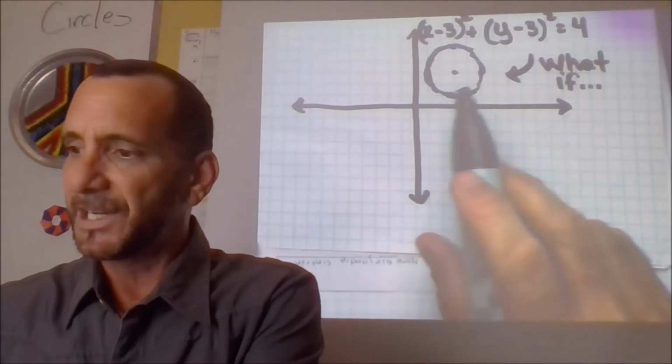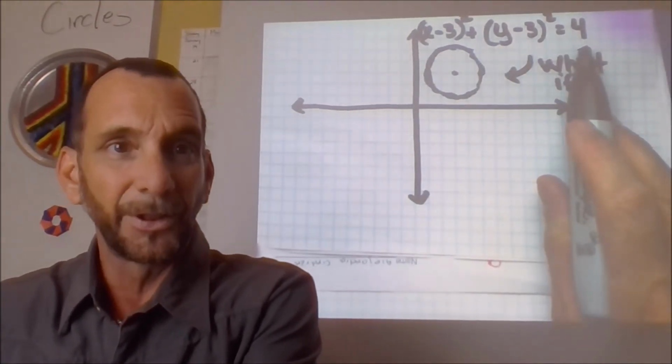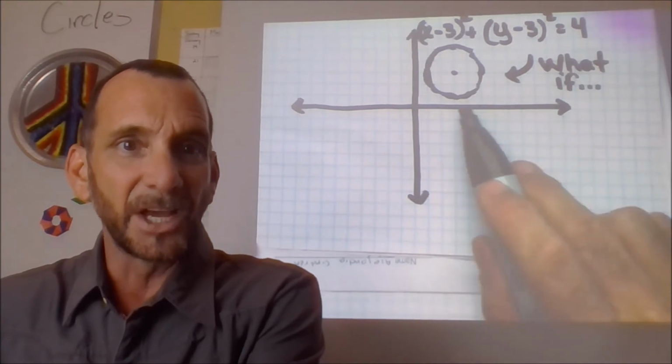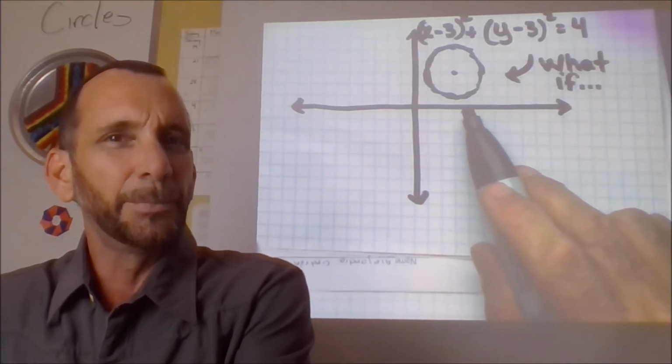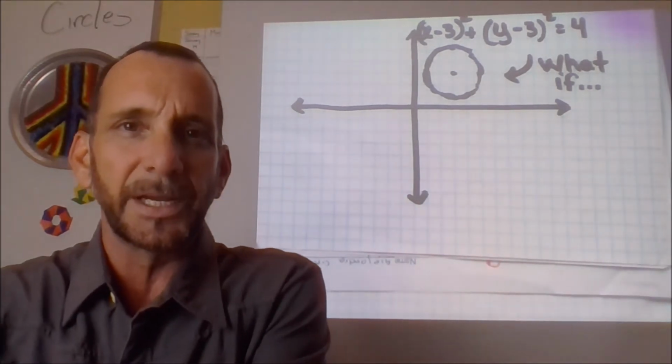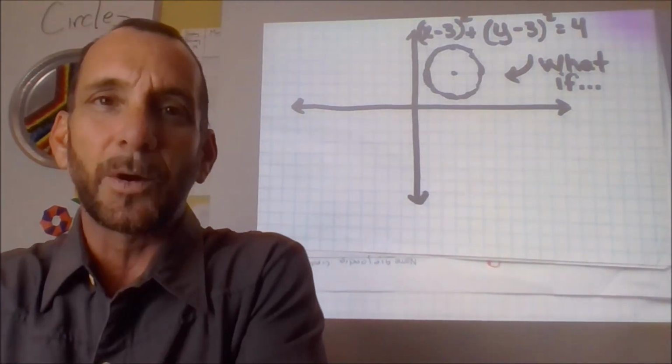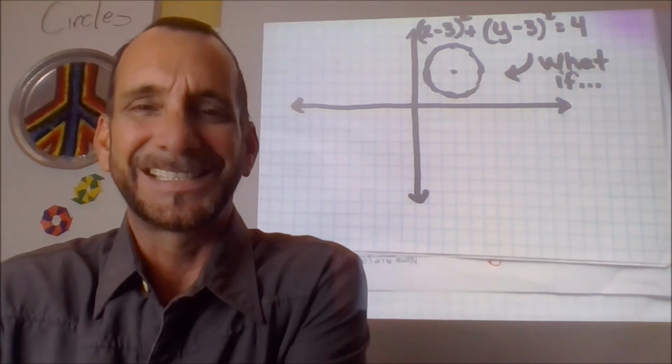What happens in this circle if it doesn't cross the x or y axis? You think you'll be able to solve for that algebraically? Check it out when you do the U-try. See what happens.